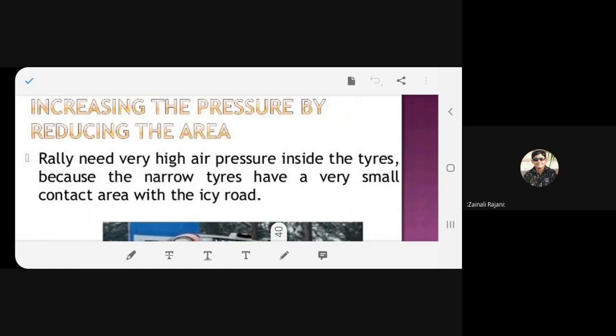So why they want to do that? Because they want to increase their speed. So they want small area to have contact with the road. It could be icy road, it could be muddy road, it could be concrete road, anything. So what they want is the contact area of the tire with the road should be minimum so that they can increase their speed. You understand? Yes, ma'am. Okay. Look over here. See?